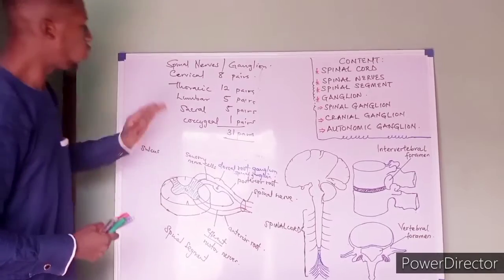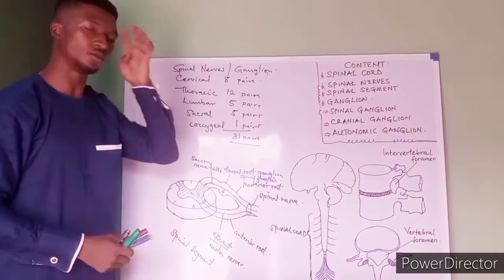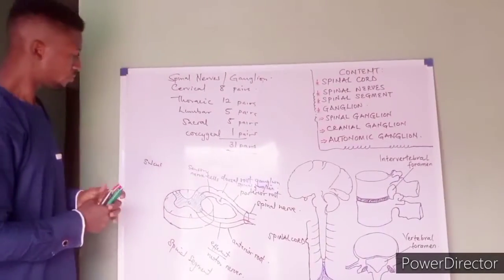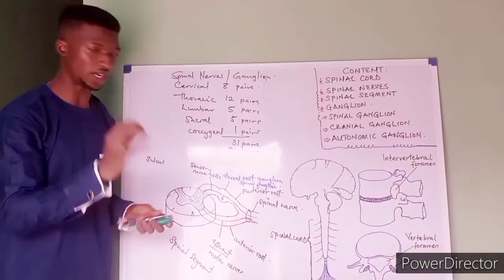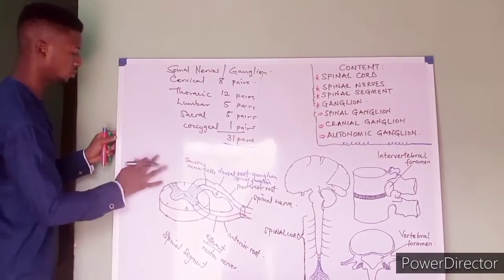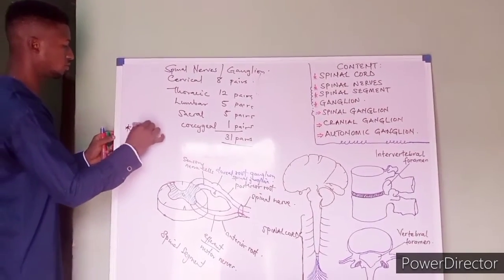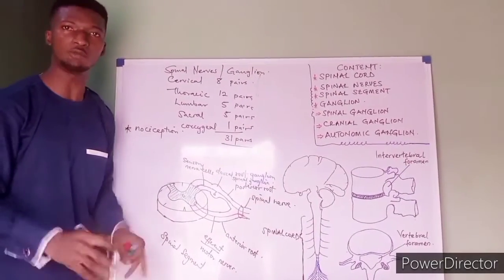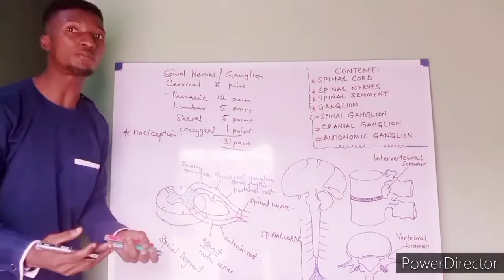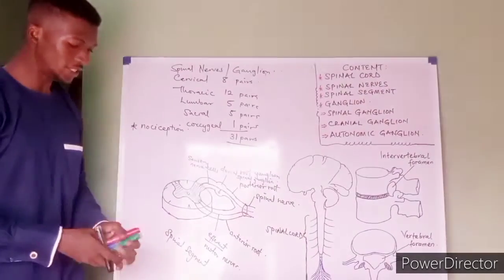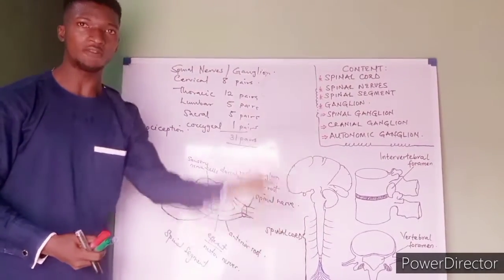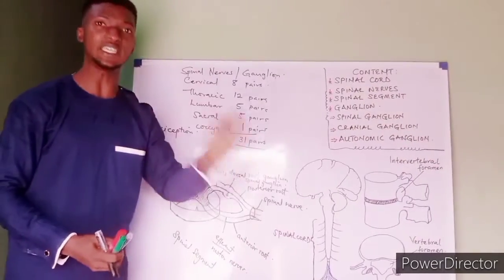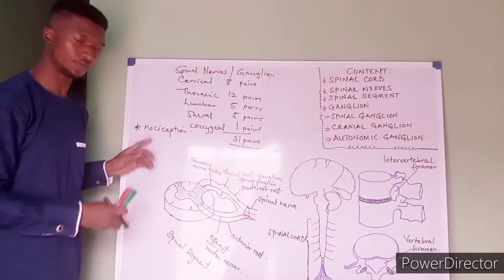We have 31 pairs. Now, what are the functions of the spinal ganglion? What do you need to know about the spinal ganglion? There are 3 important things I want you to know. The first one is nociception. That is the awareness of stimuli and conversion to what? To impulse. I can receive a sensation and convert it to an action potential, which is referred to as the impulse. They call this nociception.